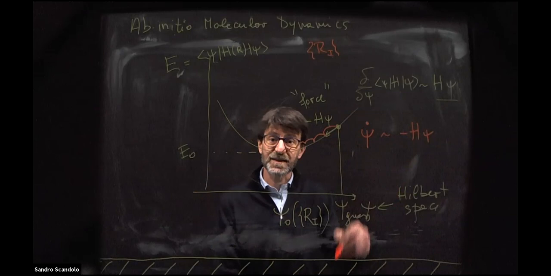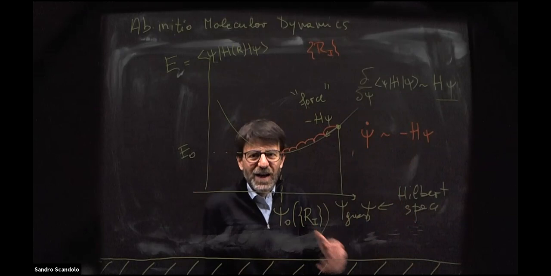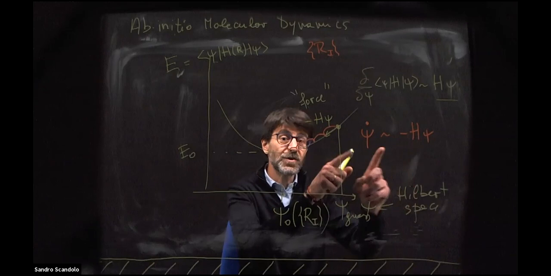Now, of course, there are much more clever ways to find the minimum of a quantum problem. You can diagonalize, you can do Lanczos, you can do conjugate gradients. Quantum ESPRESSO has several ways to actually find the minimum. I'm here showing something which is extremely simple, but it's going to be very useful to understand Car-Parrinello now.